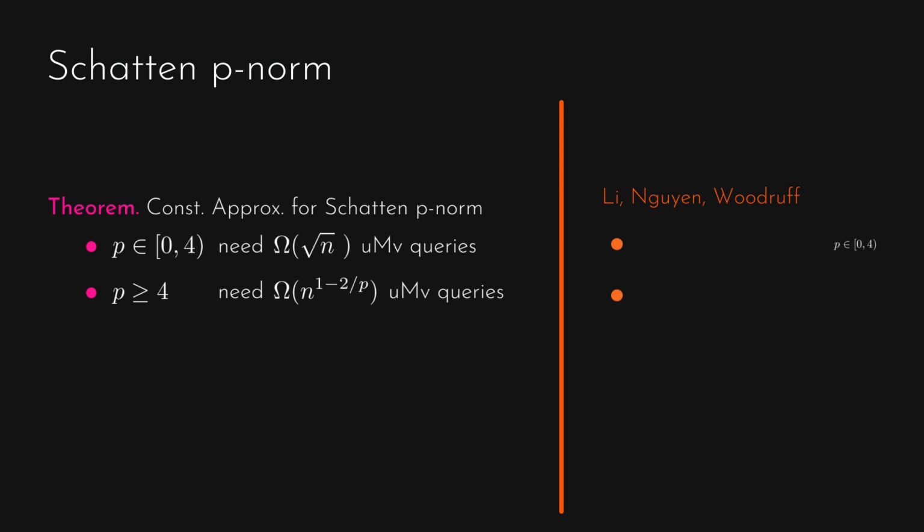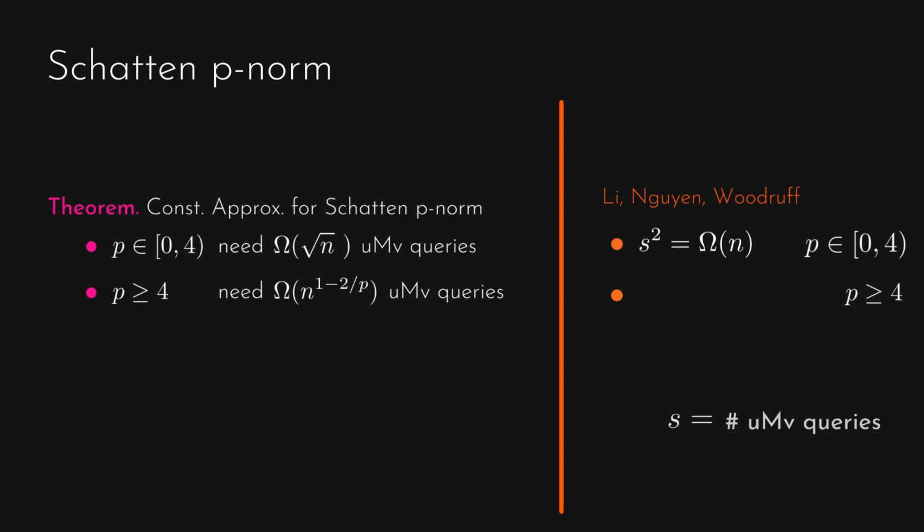When P is at least 4, the number of queries is Omega(n), so this means that if S was the number of UMV queries, then we can use the lemma from before to get an algorithm with S squared entry-wise queries. And putting this together, we get that we need S squared to be Omega(n), or in other words, the number of UMV queries S is at least square root n.